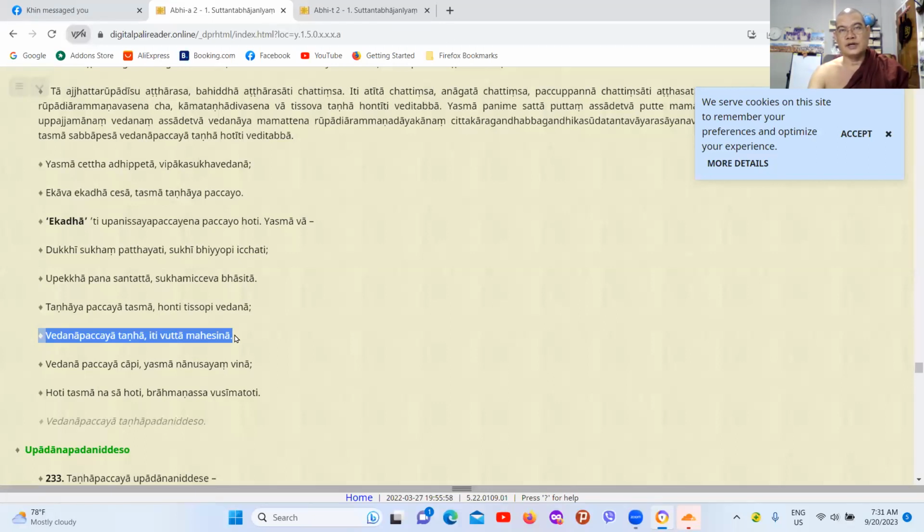Not the vedana without avijja, you know. We have vedana, vedana pachya tana, tana arises in us. So our vedana is latent in the avijja. So the way we say vedana pachya tana, we refer to the vedana that is accompanied by avijja.